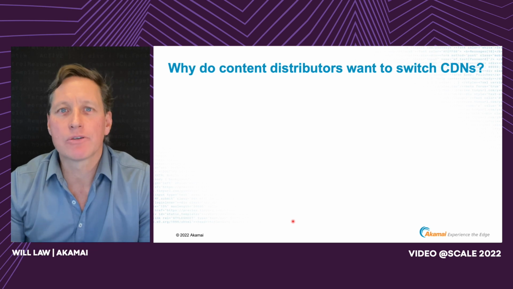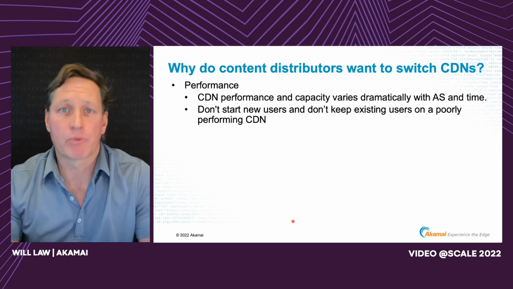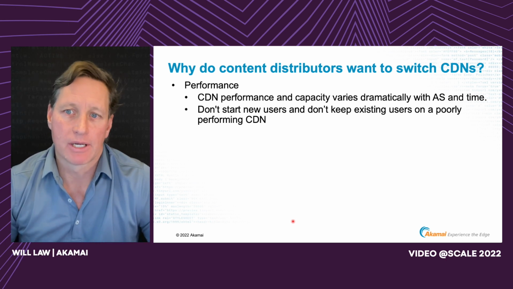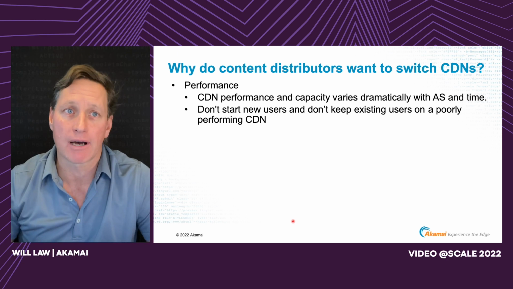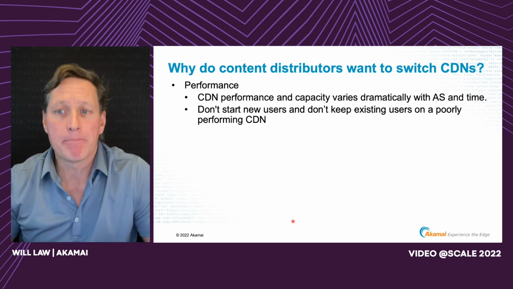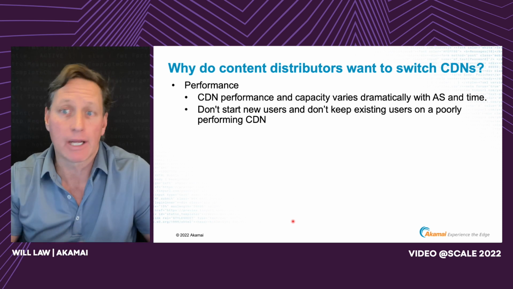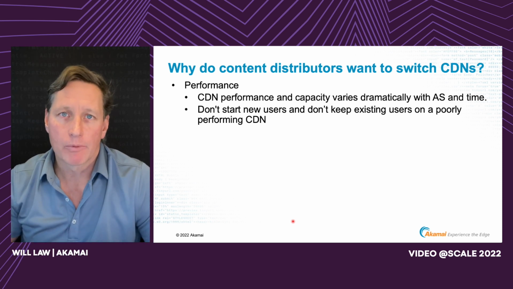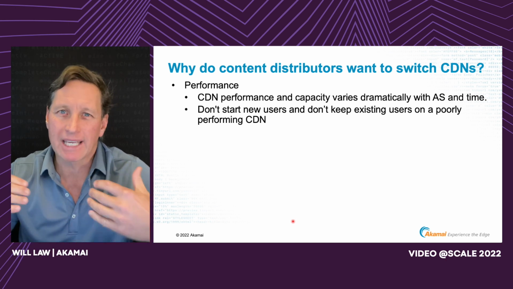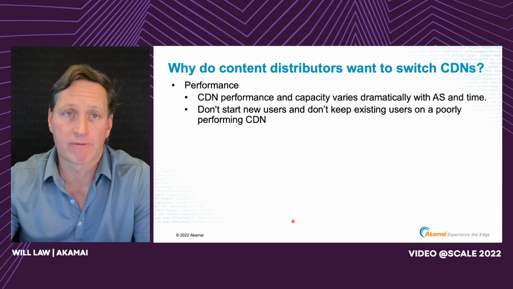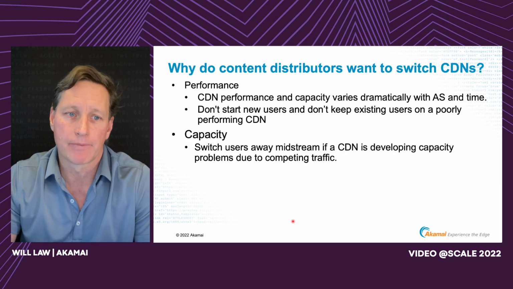Now, why might content distributors want to switch CDNs? There's a number of reasons. We've looked at the obvious one, which is performance. CDN performance and capacity is not constant. It's varying all the time, and it might be good one minute and bad the next. It's also bad in a network, in an AS, and then not in another network within the same city. We don't want to start new users joining a session on a bad CDN, and we don't want to keep existing users on a poorly performing CDN if there was another CDN in their network that was performing better.